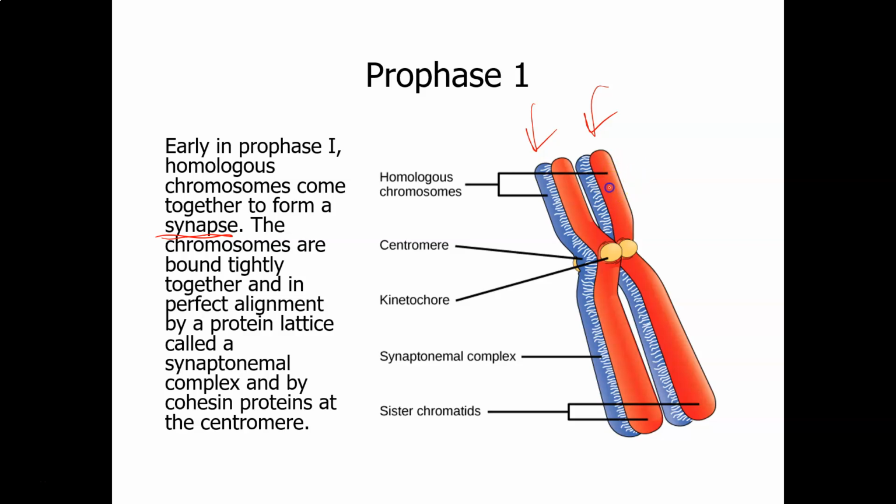So if this, for example, was one of the skin color genes on the mom, you would have the same gene here. It would be for skin color, but they don't have to be the same version. One can be darker, one can be lighter. So they contain genes for the same traits. They're homologous. They're pairs, but they don't have to have the exact same versions of those traits. But the homologous pairs match up. That's called synapse.